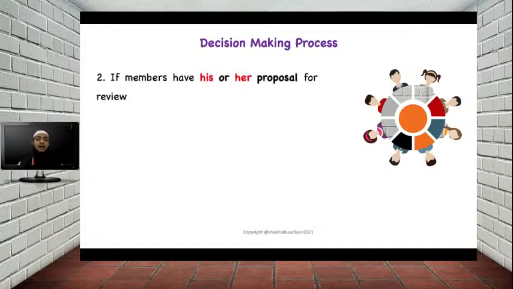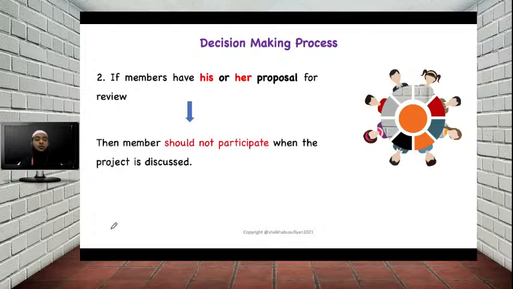The next portion is when a member has his own proposal for review. For example, there are ethical committee members who are themselves investigators. They are involved in research and in clinical trials. If they have their own proposal for review, then you should remember that the member should not participate when the project is discussed. When the project is discussed within a quorum, the member should not be a part of the decision making process. Why? Because it is his or her own proposal.